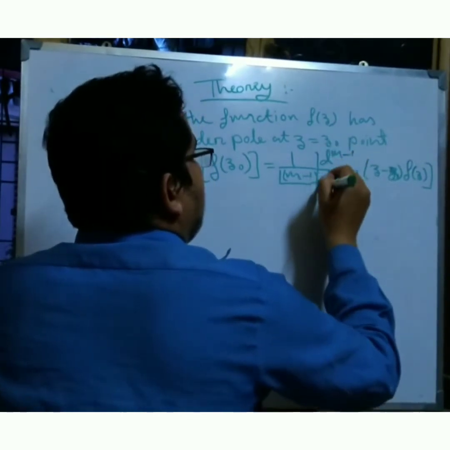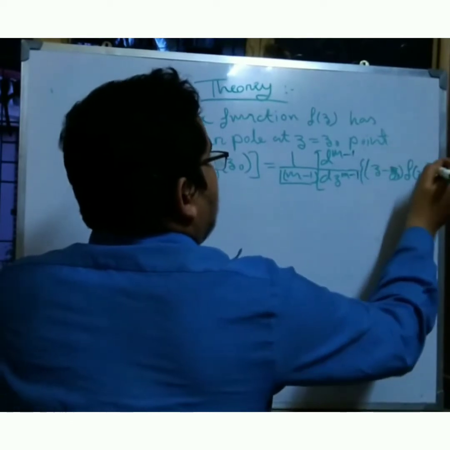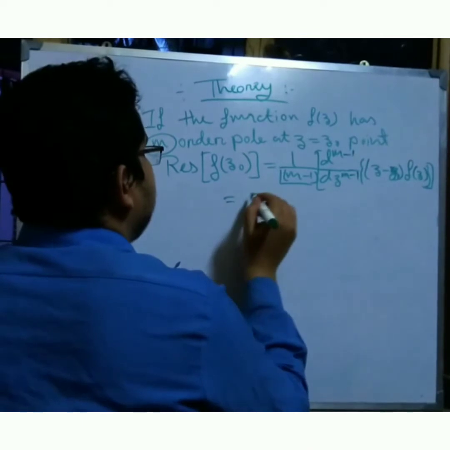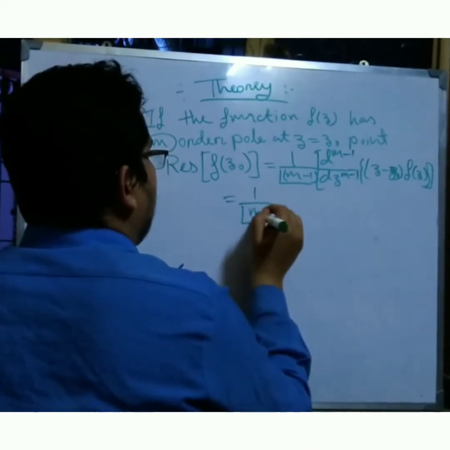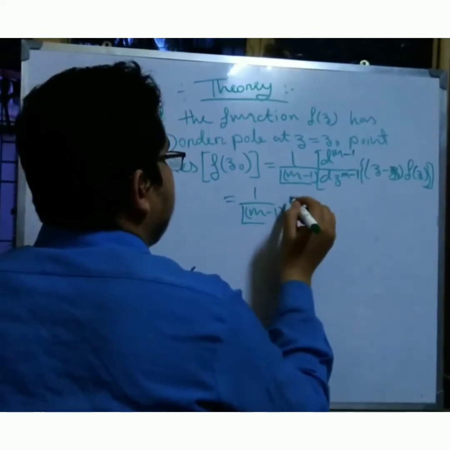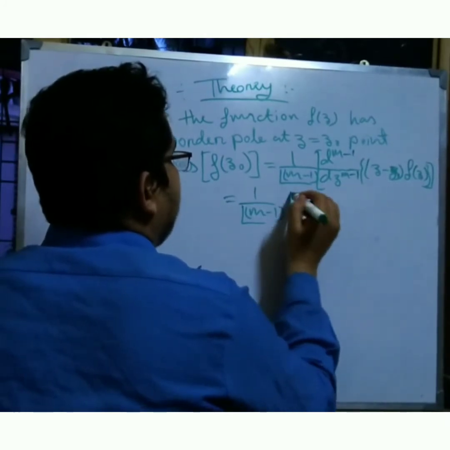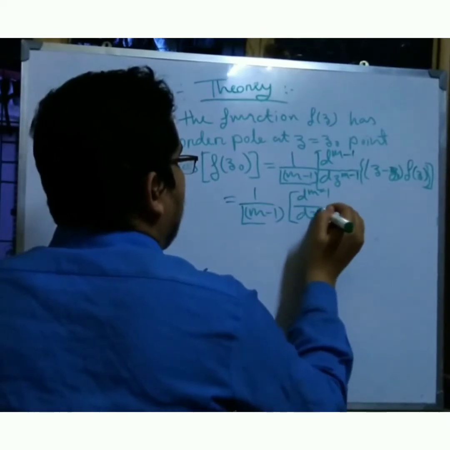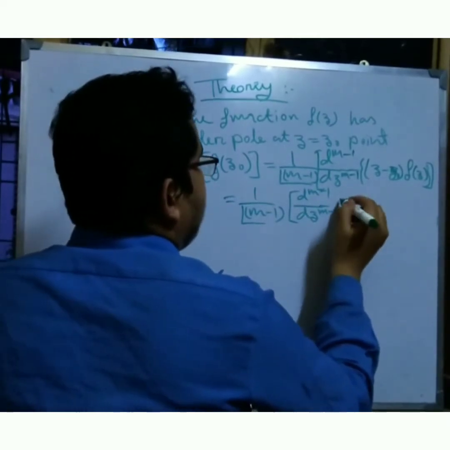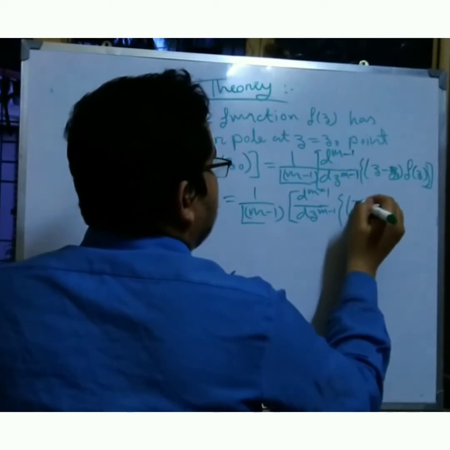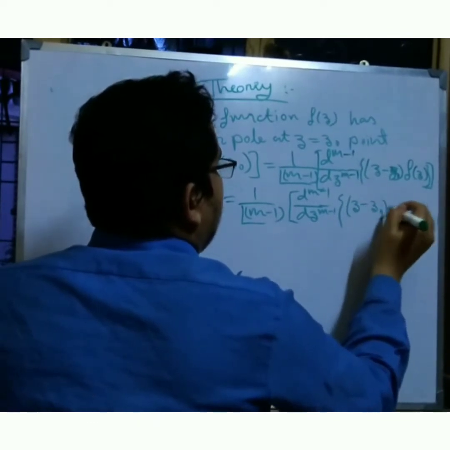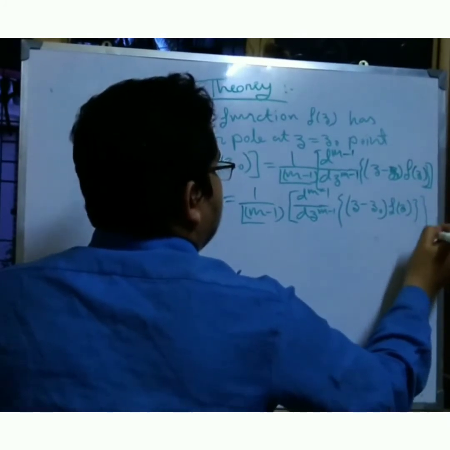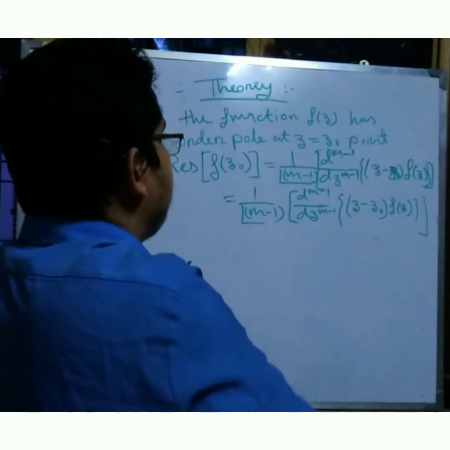This is the total formula of the residue of f at z0: 1 by (m minus 1) factorial, d to the power m minus 1 by dz to the power m minus 1, and after that z minus z0 to the power m and f(z). And here I also made mistakes.